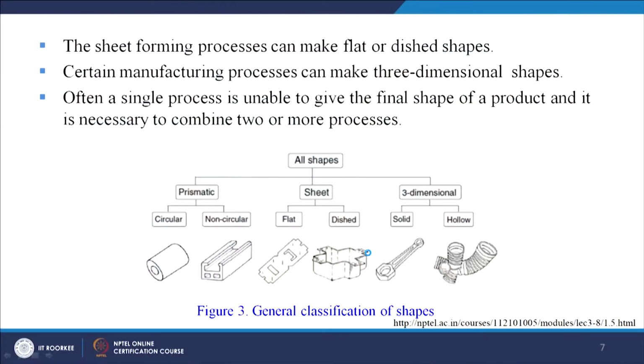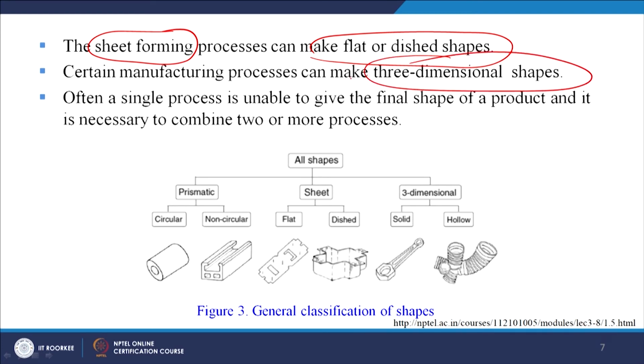How the matrix will look, we are going to come to in the subsequent slide. So, the sheet formation processes can make flat or disc shapes. Another process, sheet forming, shapes flat or disc shapes. Certain manufacturing processes can make 3-dimensional shapes also.